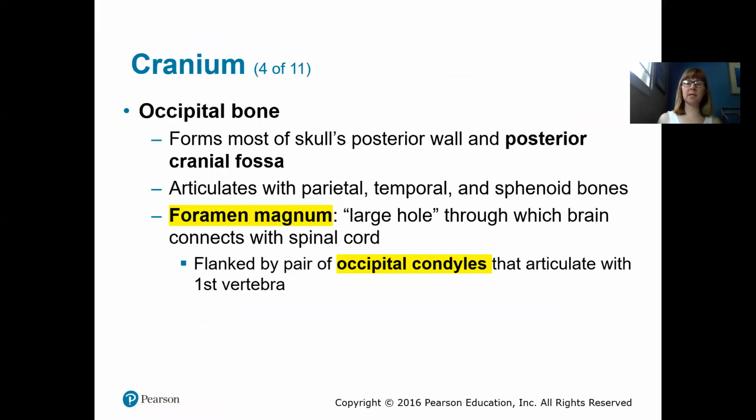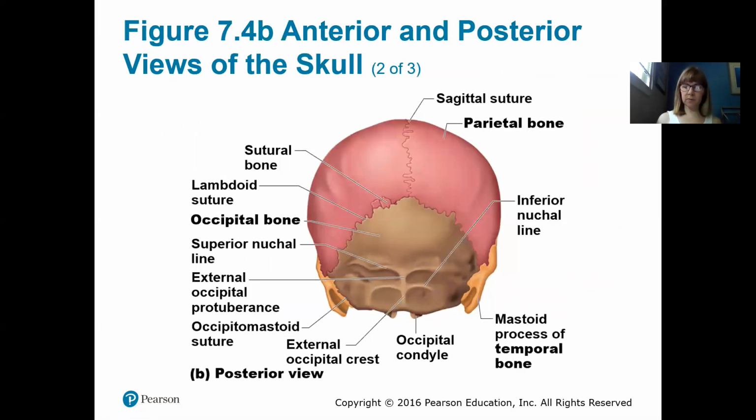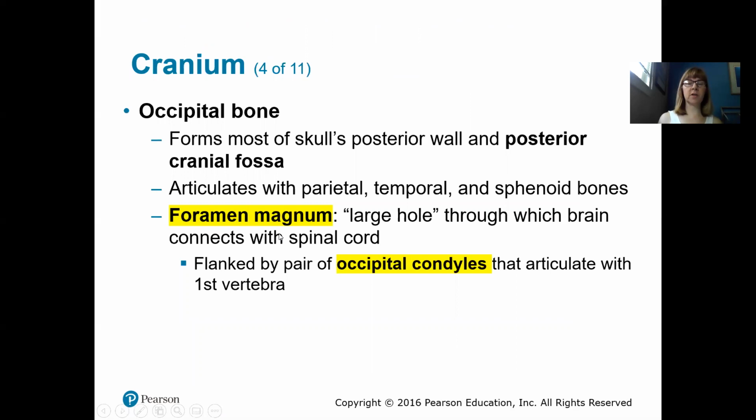All right, we're going to move on to the occipital bone. That's the one all the way in the back. So that's the most posterior part of your cranial bones, okay? It articulates with the temporal bones on the side and the parietal. And the most important part of the occipital bone is this foramen magnum. That's the large hole that your spinal cord goes through. So that's the hole on the underside of your skull. And on either side of that hole are what are called the occipital condyles.